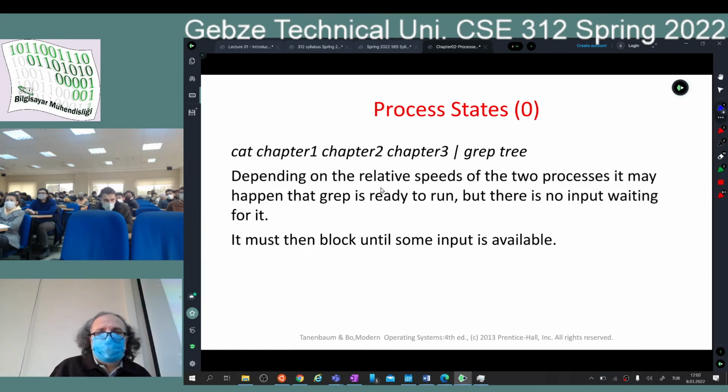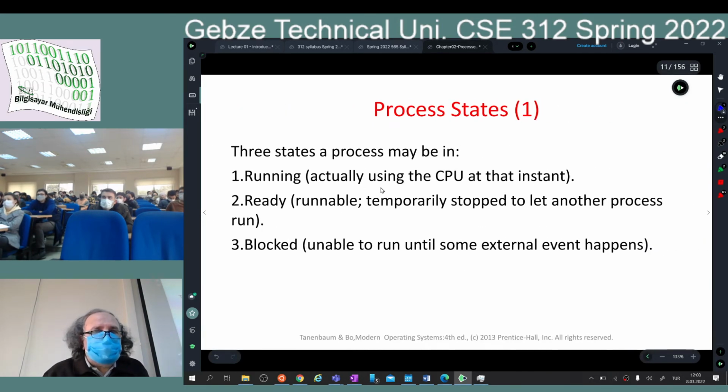Okay, let's look at the process. Let's remember the definition of the process. A process is an abstraction of a running program. Since it is different from a program, it's not a program, it is a running program. A running program has different states. Let's look at these states.